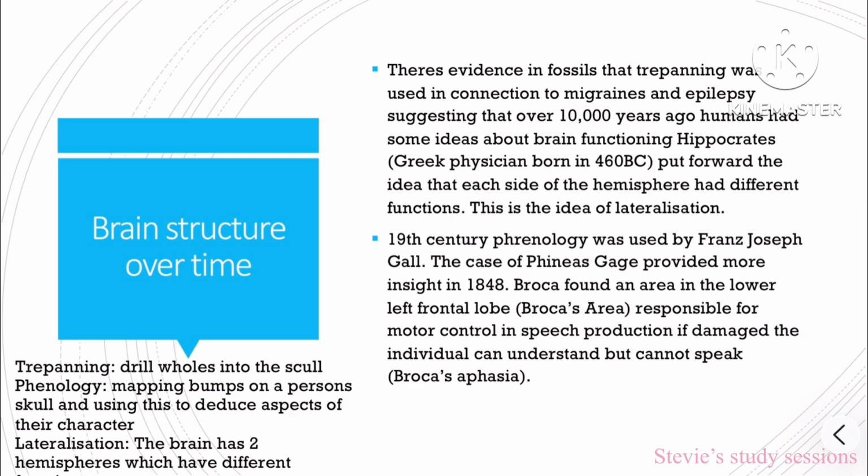Broca found the area of the lower left lobe, Broca's area, responsible for motor control and speech production. If Broca's area was damaged, the individual could understand, but they could not speak. This is called Broca's aphasia.